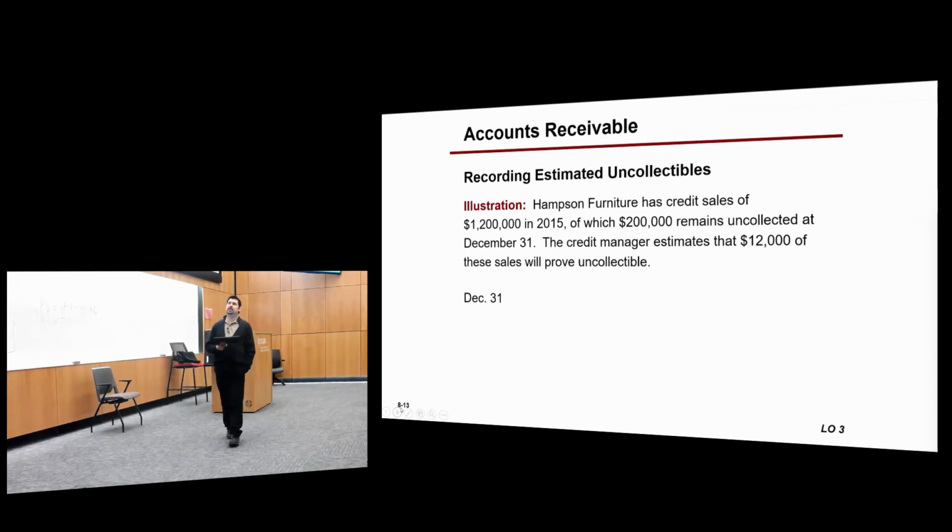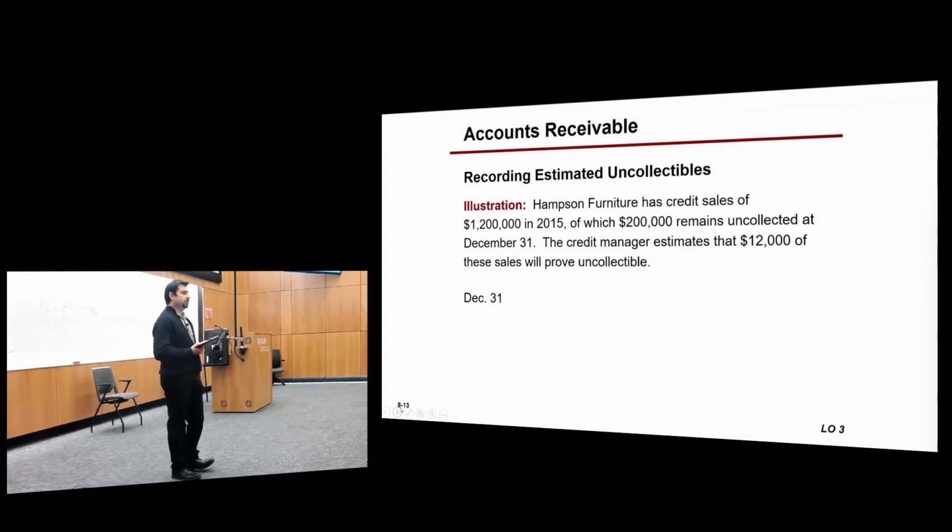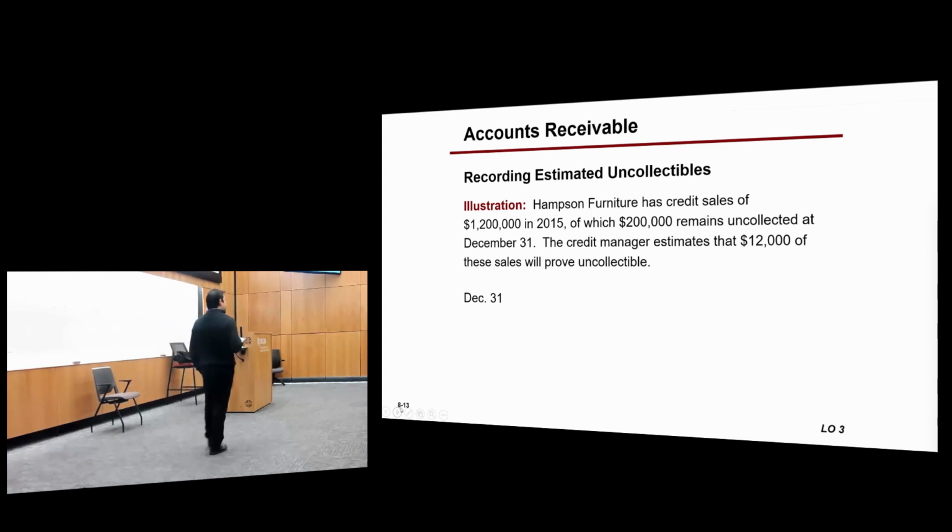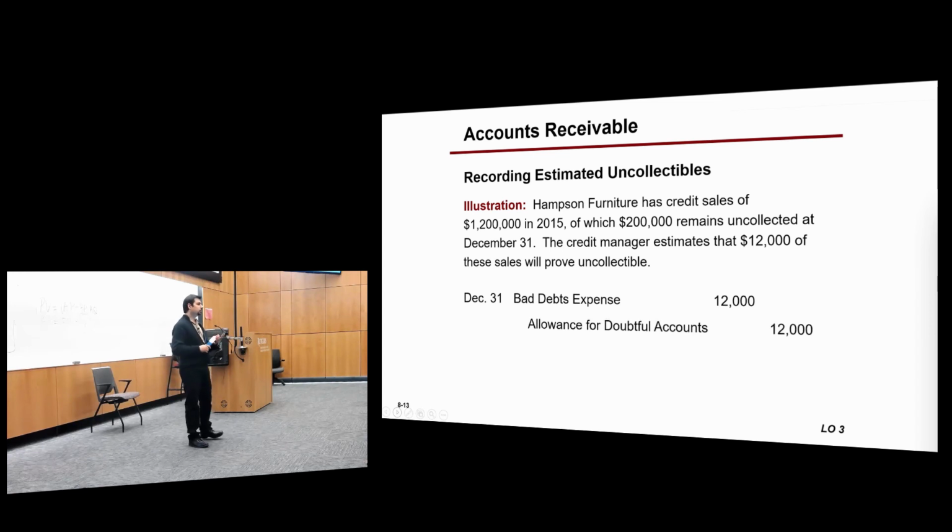The manager estimates that out of these $200,000, $12,000 will not be collected. So those uncollectible, this is the allowance for doubtful accounts. To record it under the allowance method, how do you do that? You always debit bad debt expense, you credit allowance for doubtful accounts. Okay? You do that to make sure that this is the amount that you expect never to receive.